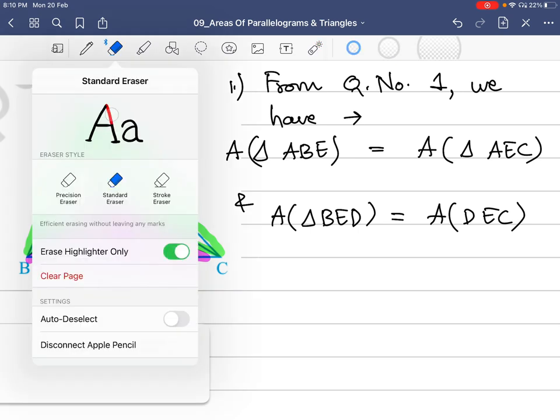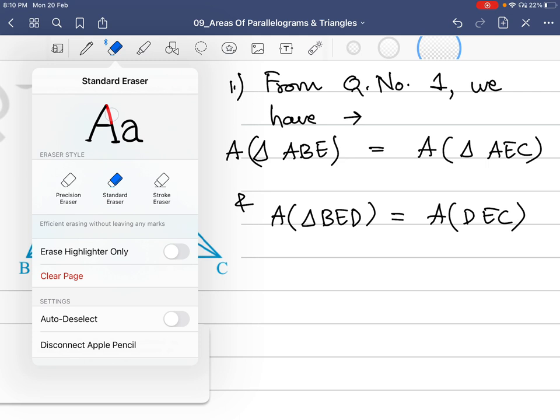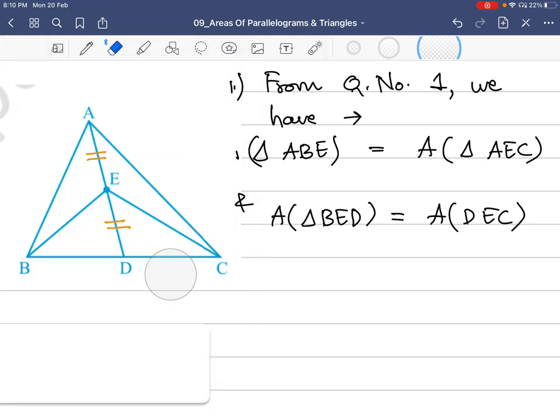So first of all, let's get rid of this. Okay. And I'm also going to get rid of this because we don't need it in this discussion. Okay. Now the key information that we were given is that E is the midpoint of this line AD, of this median AD. So now I have to prove that this triangle is equal to this triangle in terms of area. So once again, let's highlight it. So ABE should be equal to BED.